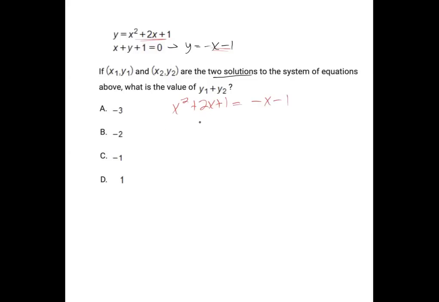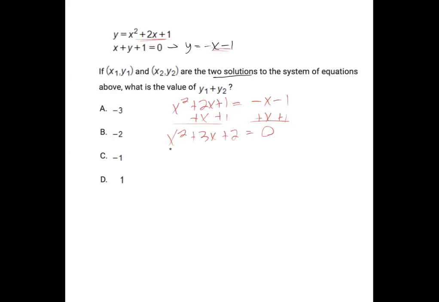Now this is a quadratic. For quadratics, you want to get one side equal to 0, preferably with the x squared being positive. So we're going to add x and add 1 to both sides, and we have x squared plus 3x plus 2 equals 0.